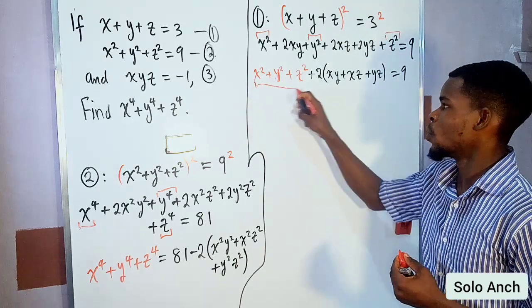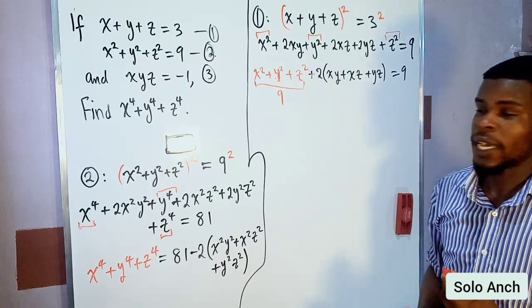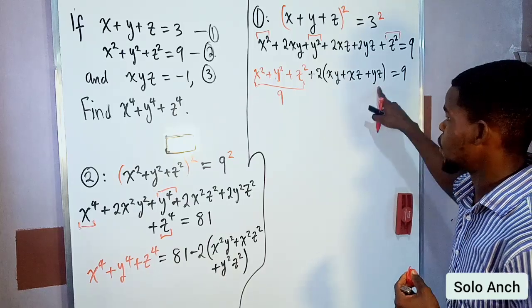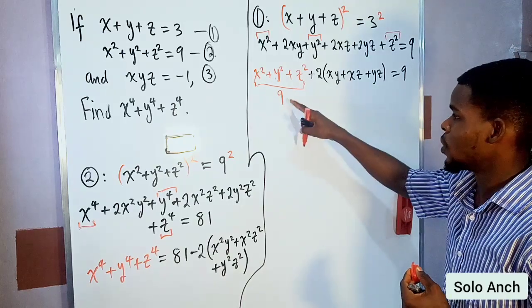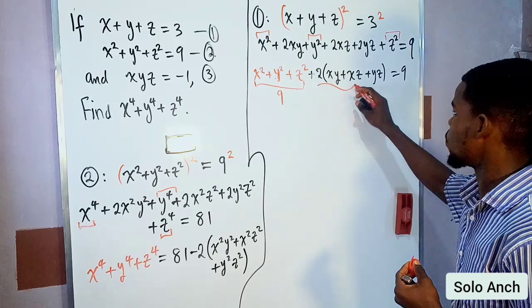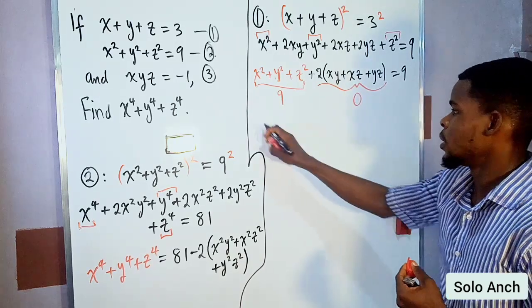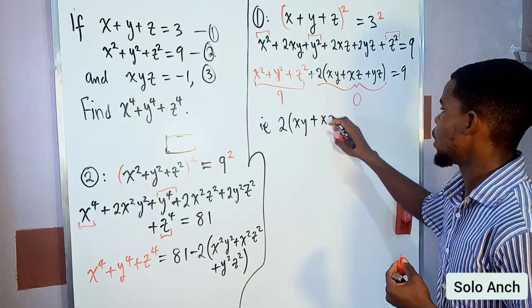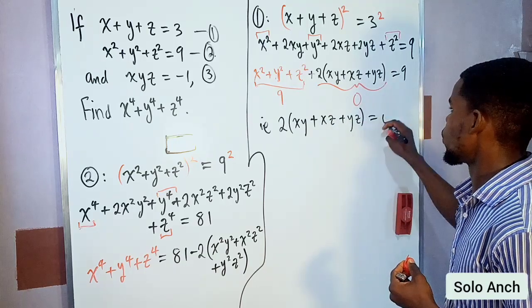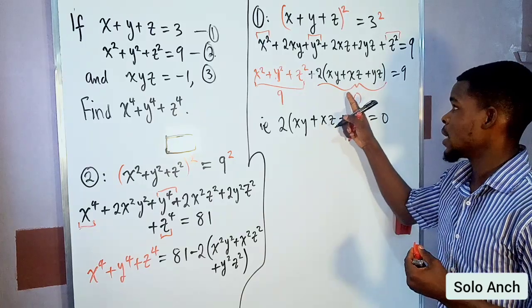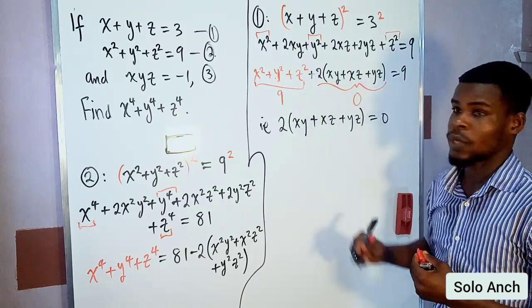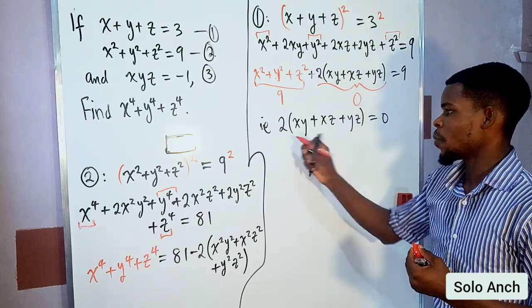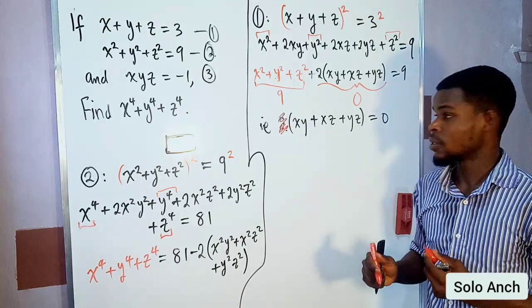So notice that this one alone, from what I said, is 9. We are adding something, 2 times this sum, to 9, and the answer is still 9. It means that this right here must be 0. That is, 2 times xy plus xz plus yz has to be 0, because we are adding 2 times that to 9 and we still get 9. Since this is 0, maybe I can just divide both sides by 2. That is, this sum is 0.